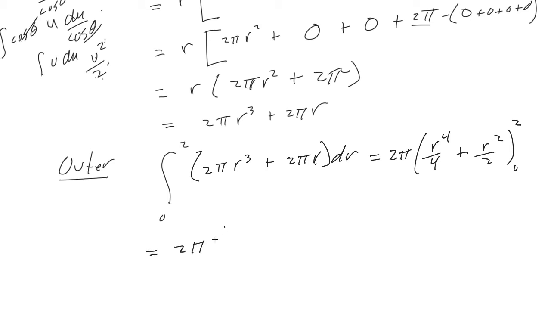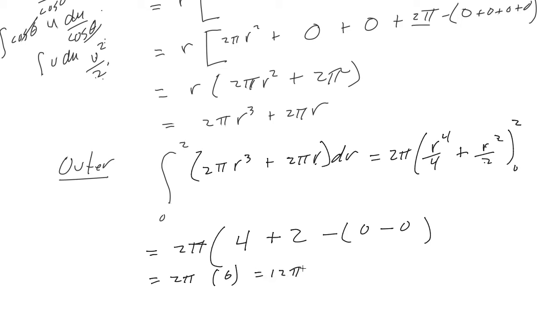All right, so we have 2 pi. So 2 to the 4th, 2, 4, 8, 16 over 4 is 4. Plus 2 squared is 4 over 2, which is 2, minus 0 here goes to 0 minus 0. So inside there we have a 6. So we have 2 pi times 6, which is 12 pi.